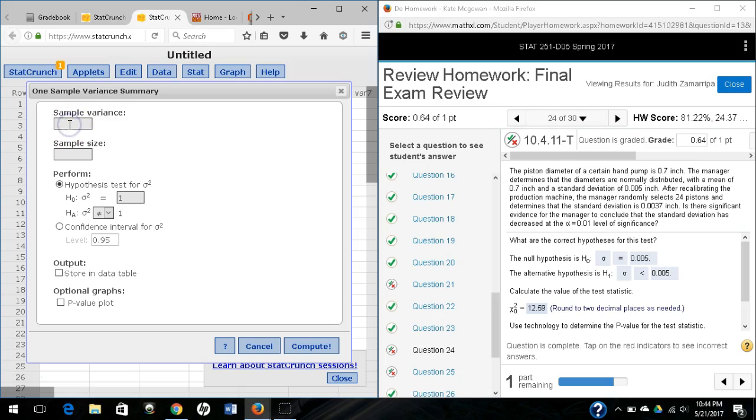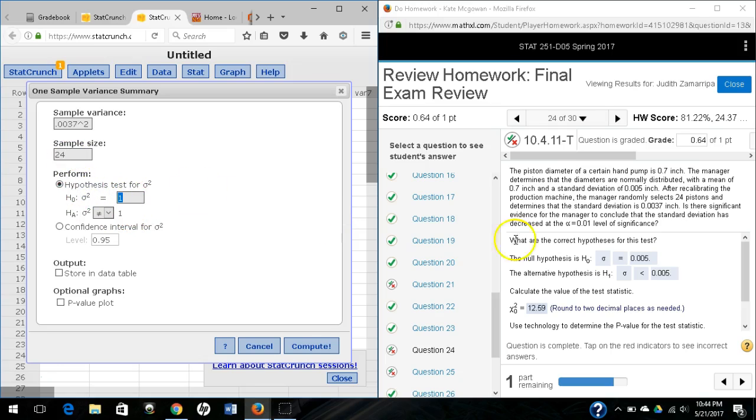So the sample variance, keep in mind the variance is the square of the standard deviation. So the sample variance is 0.0037 squared. And I can just type that in right here, squaring. And then the sample size is 24. And I'm going to run the hypothesis test.